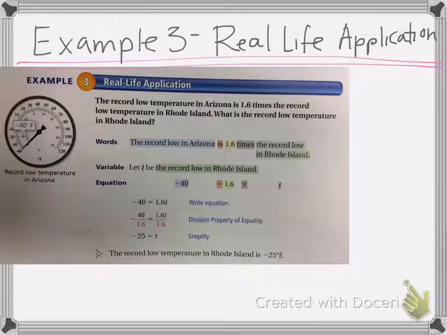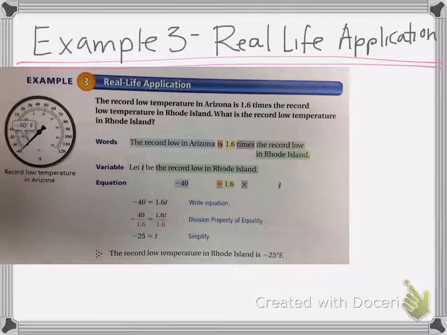Example 3. You finally made it. Real life application. Okay, so this is how it's going to work. I'm going to read this, we're going to chat about it a little. I'm going to speak to you, and then you are going to answer me in your head. And then I'm going to highlight with a yellow highlighter what I would like you to write.